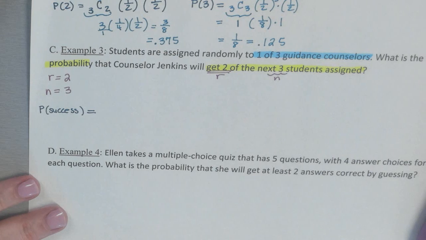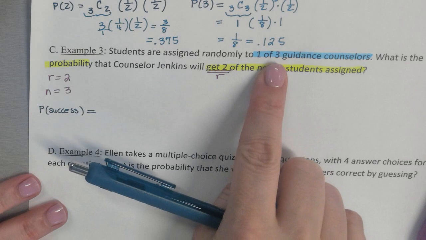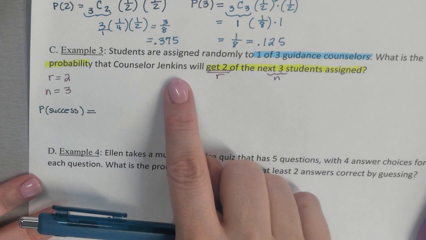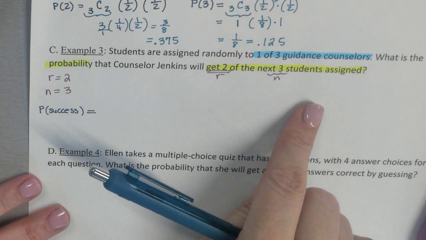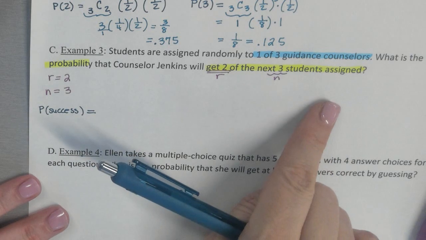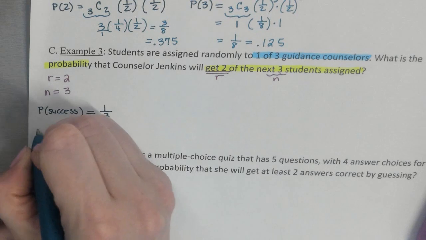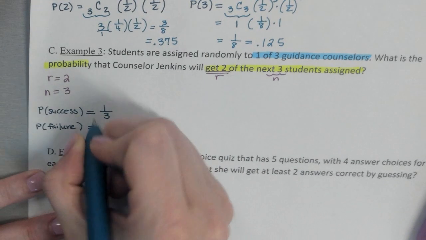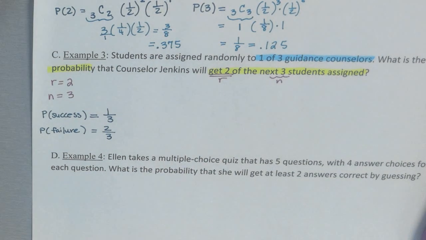No, but you're close. So students are assigned randomly to 1 out of 3. So they have a 1 out of 3 chance of getting Jenkins, right? So if it was Brunschweiler, Lepper, the new Jenkins that we hired, you'd have a 1 out of 3 chance of getting them, okay? So the success is 1/3, which means the probability of failure has to be what? 2/3. Okay, these 2 together will always make what number? 1. They will always be 1.